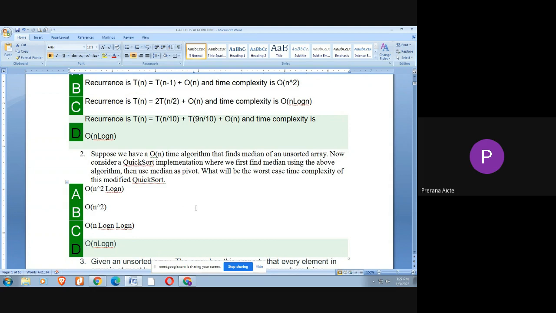When we solve this recurrence relation using Master's method, it comes under case 2 of the Master's method. We have three cases for the Master's theorem: where a is less than b power d, a equal to b power d, and a greater than b power d. So it comes under the second case. If we solve that using Master's method, we have the time complexity of order of n log n. So if we find the median of an unsorted array using order of n time, we have the time complexity of order of n log n.